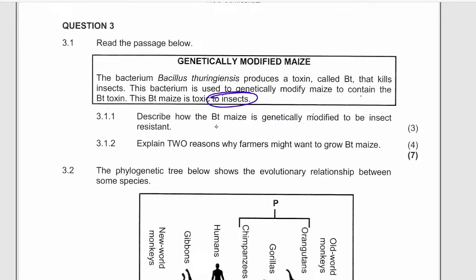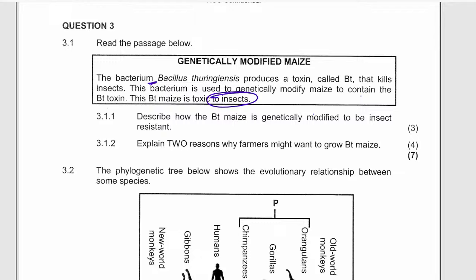Okay, describe how Bt maize is genetically modified to be insect resistant. Basically, what they do is they get the gene from the bacteria, then they insert it in the maize. You understand? So that now the maize starts to produce this toxin, and it is able to fight against insects. For example, you can say that a Bt gene from the bacterium Bacillus is inserted into the maize genome using genetic engineering. You understand? Yes.